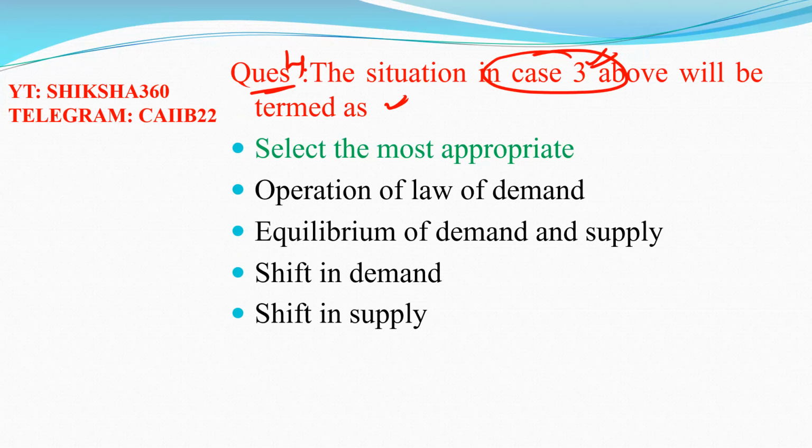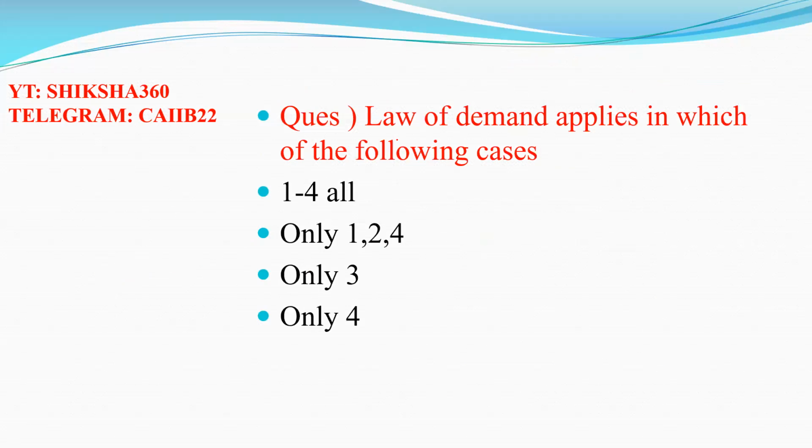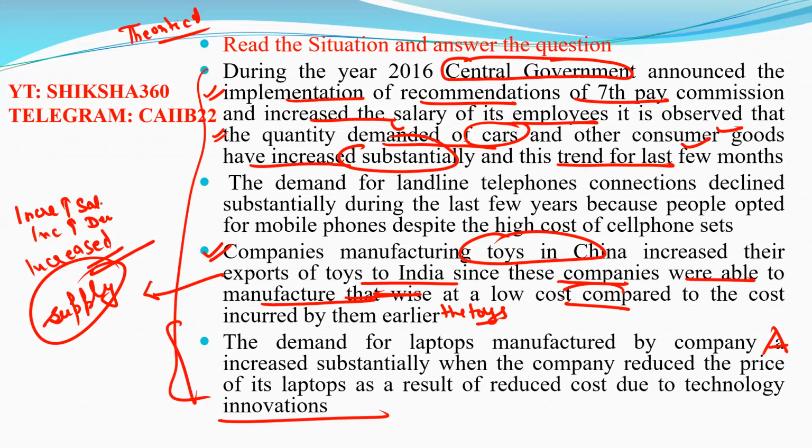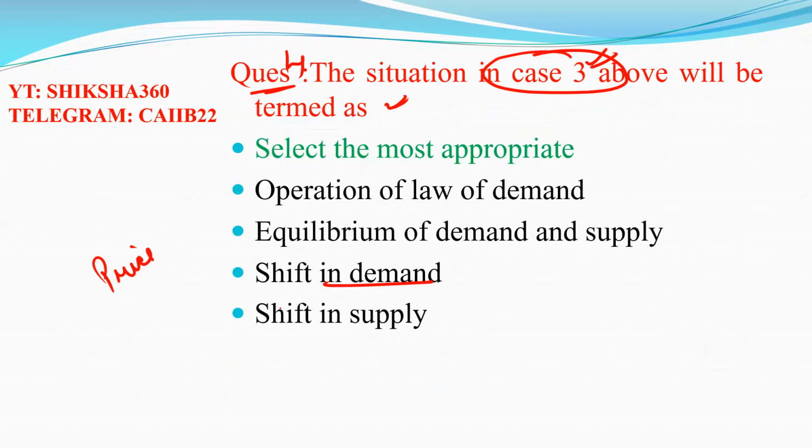Shift in supply is a situation where supply is changed, not with respect to the price but due to factors like technological innovation or low cost compared to earlier. So what is the answer here? Shift in supply. So this is the answer.